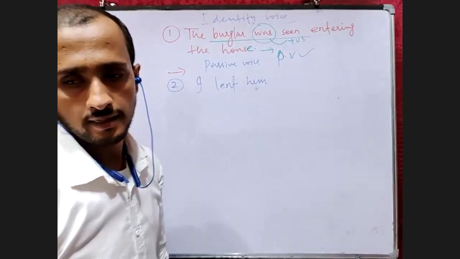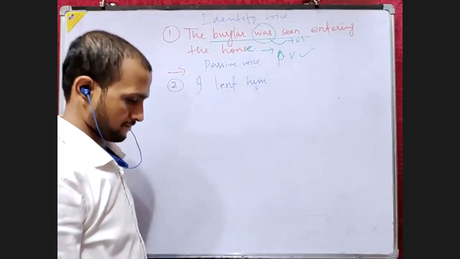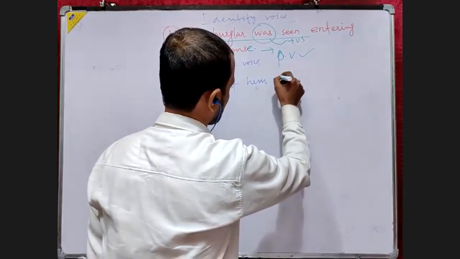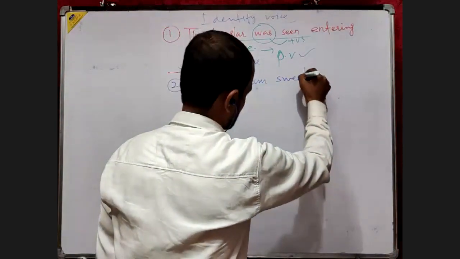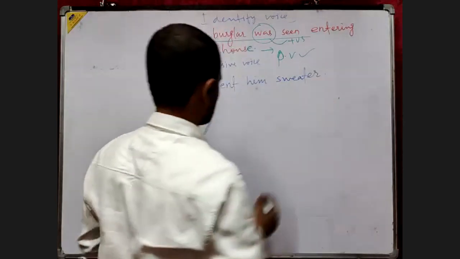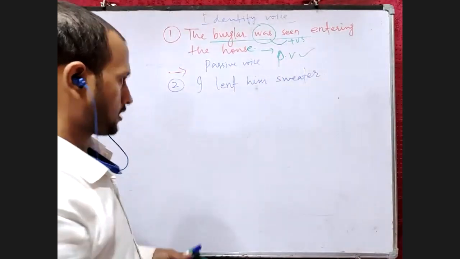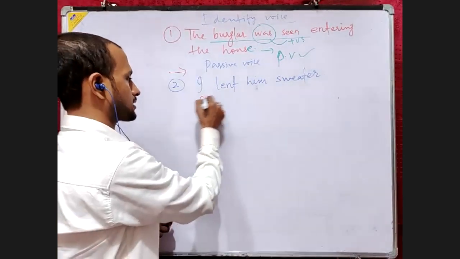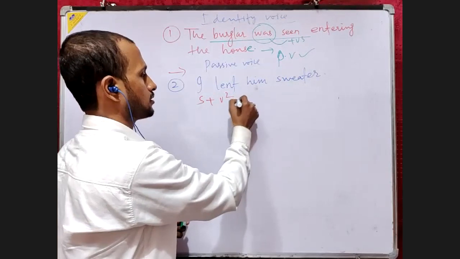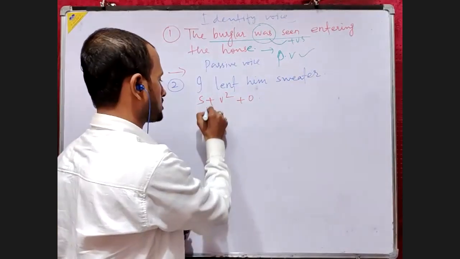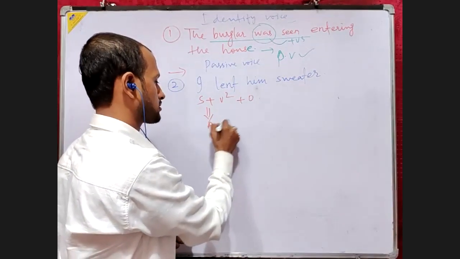Second number: I lent him my sweater. Sir, you have not written my. I lent him my sweater. Listen. After the subject, then V2, then object, it means it is active voice.